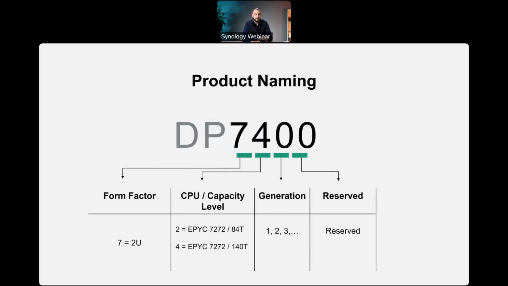When we talk about the bigger models that have 4 digits in them, then in that case, it's somewhat different. So the first digit, again, is for form factor. The second digit is for CPU and capacity level. The third digit, so the second last digit, is for generation, whereas the last digit is reserved for perhaps some smaller changes that could take effect in the successor models.